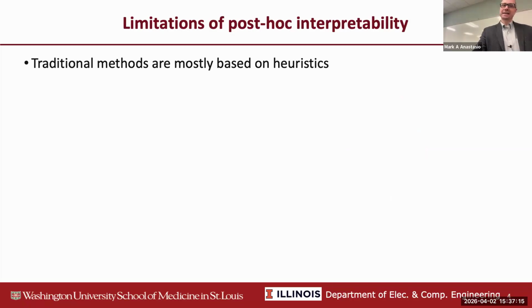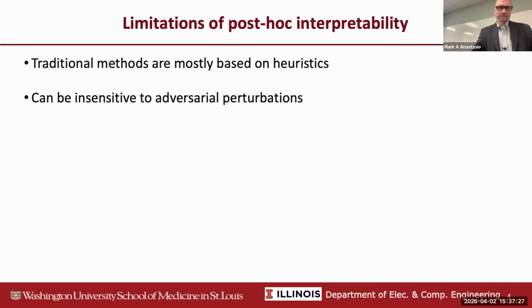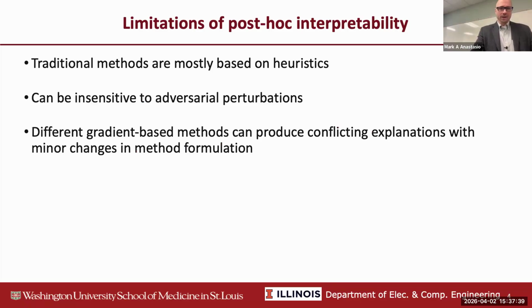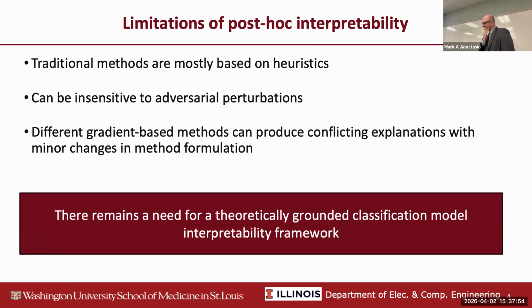So there are some limitations, as far as I can tell, to some of these existing post hoc interpretability methods. A lot of them, perhaps not all, but a lot of them I would say are not theoretically grounded. They're based on certain heuristics and design choices. Some of the methods have been shown to be insensitive to adversarial perturbations. So if you add an adversarial perturbation to the input image, it doesn't change the interpretability map, and that doesn't seem quite right. Also, there's a whole category of different methods, and sometimes they don't produce the same interpretability maps. So they don't always agree with each other. That's not necessarily comforting either. So, I think there remains a need for a more theoretically grounded interpretability framework.